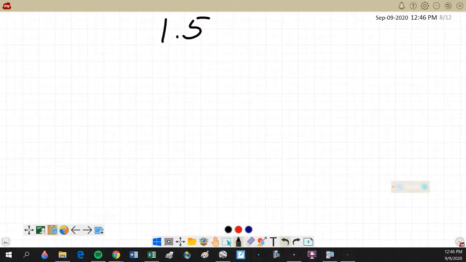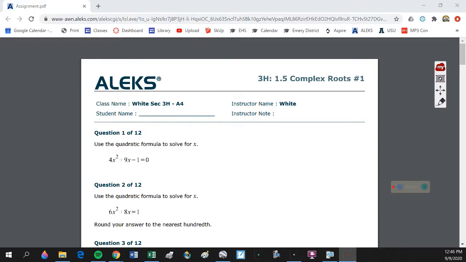All right, 1.5 in Alex. We're going to be solving quadratic equations that could have complex roots.